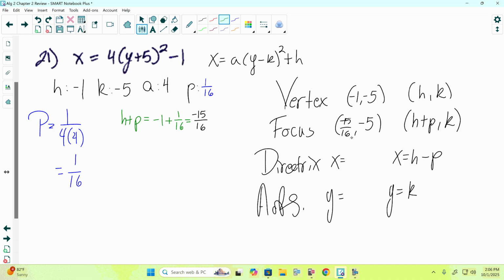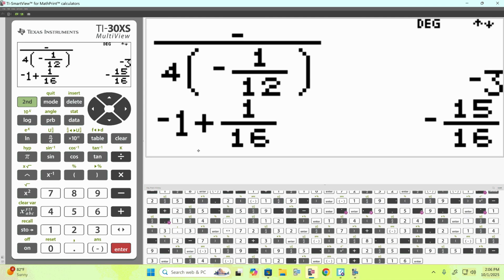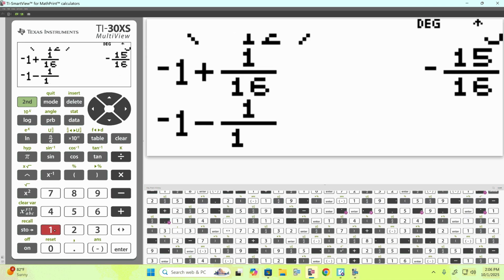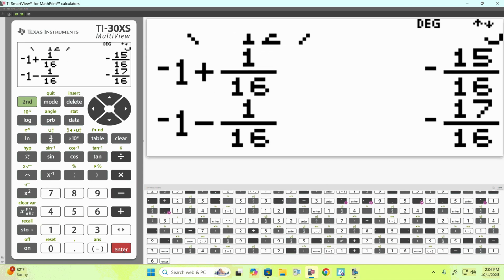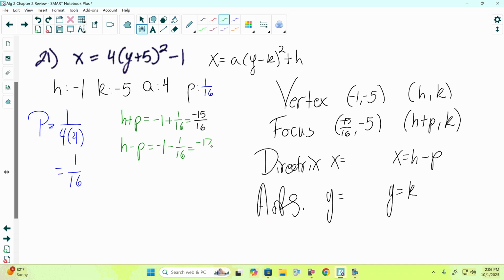H minus P would be -1 minus 1/16, which is -17/16. So X equals -17/16, and that's it. Questions on any of this here?